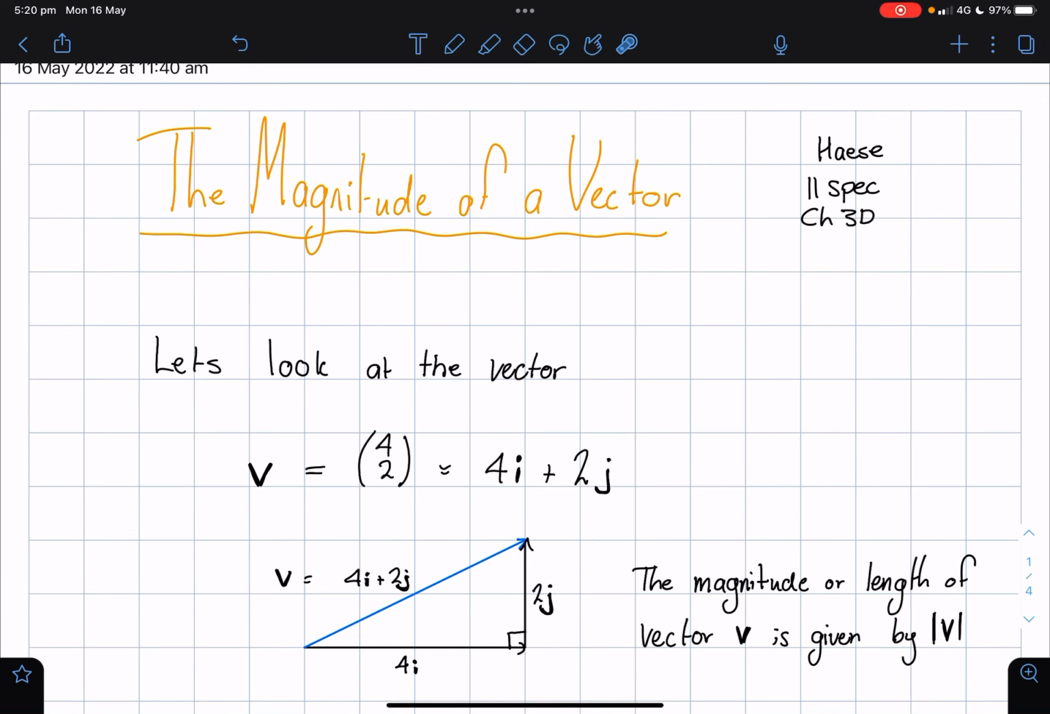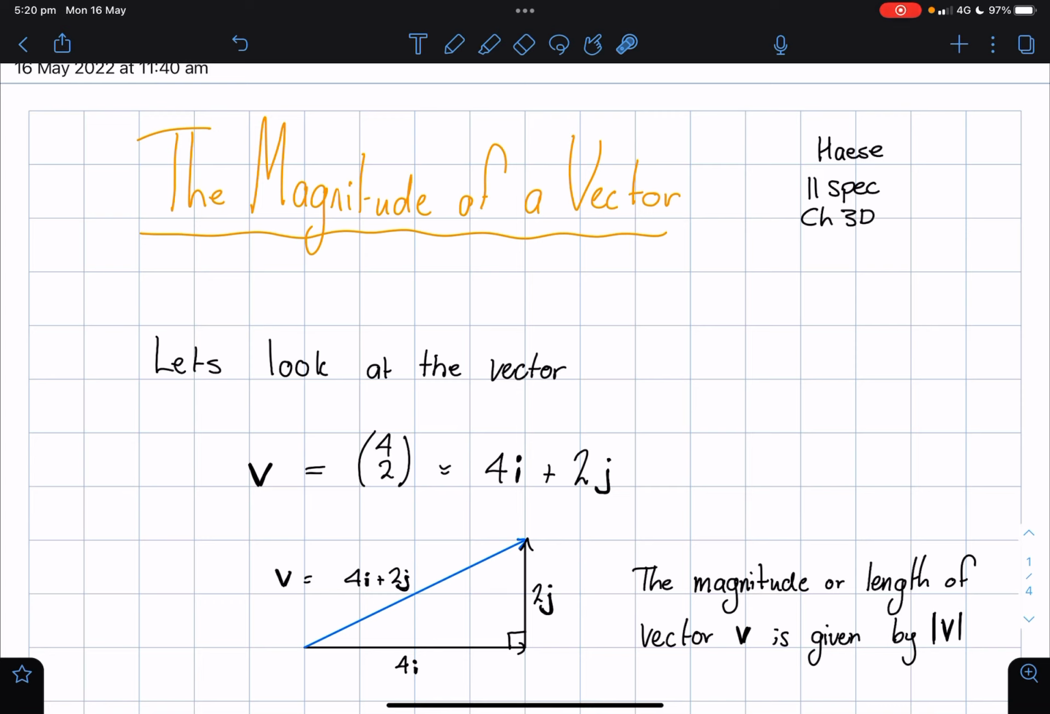Now magnitude also has another name, it's the length of the vector. I want you guys to start getting in the habit of calling it the magnitude though. The definition of a vector is magnitude and direction, so let's get in the habit of using the correct terminology.